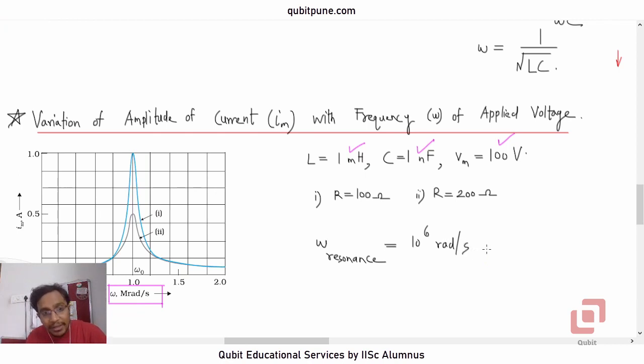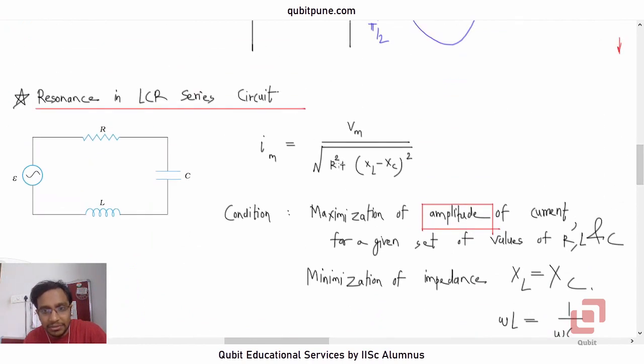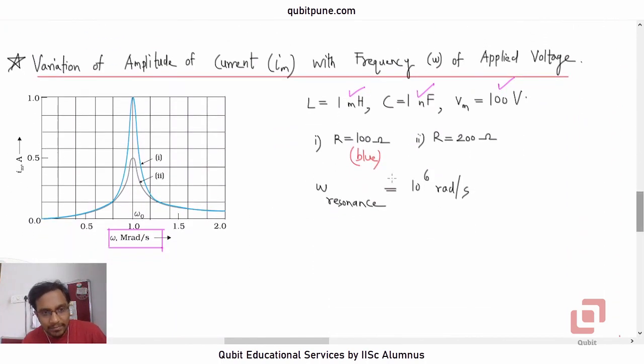And the other parameter that they have changed here is the resistance of the circuit. The first one, the blue curve, corresponds to a smaller value of resistance. So Im will be greater, because, well, you know that Im is Vm upon R. If R is smaller, then Im will be greater for the same set of other values. And this is the gray curve.